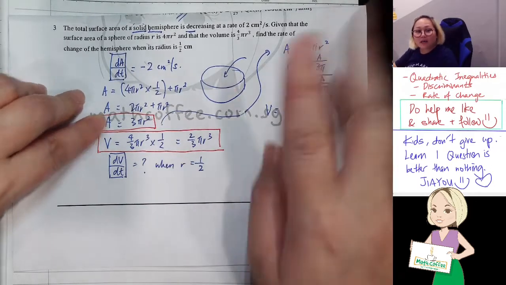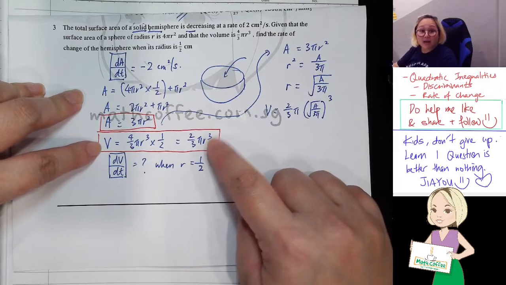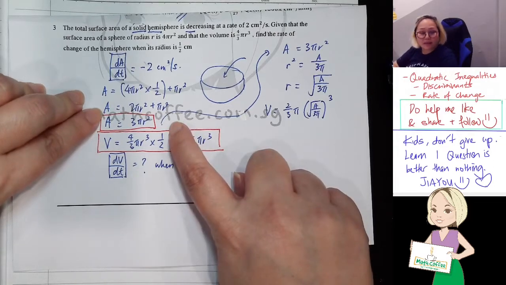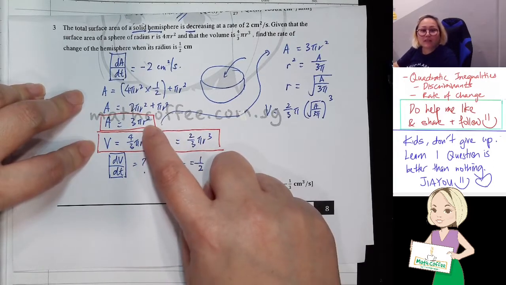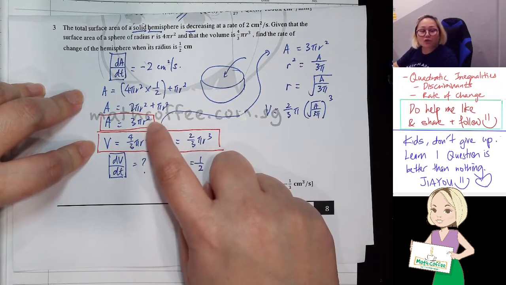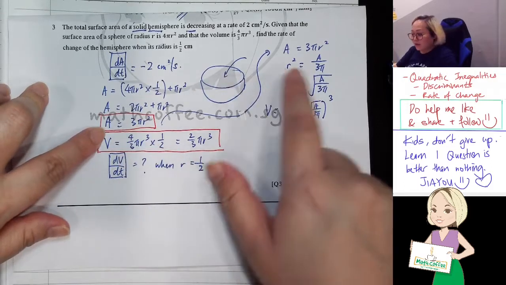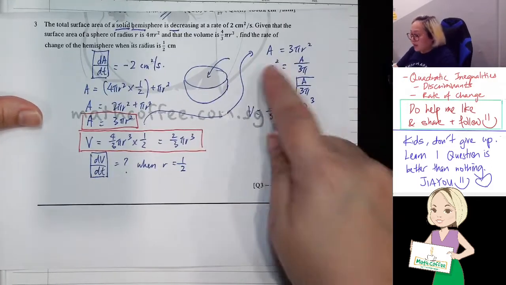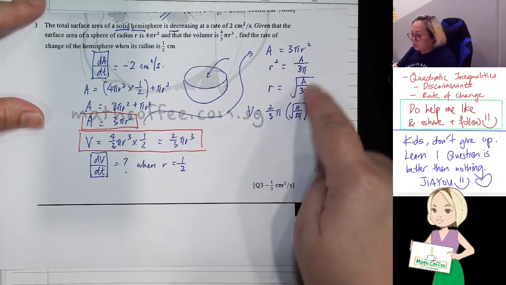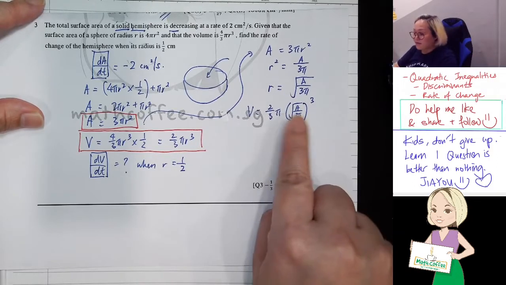It is okay if you want to take your V, make R the subject and sub it into A. It doesn't matter. I just thought that it's R squared, and R squared is easier than R cubed. So I'm going to just make use of the A. After I make R the subject, I sub this into my V. So now I have V in terms of A.